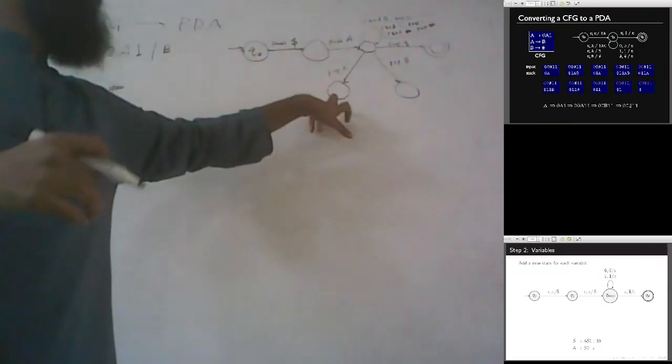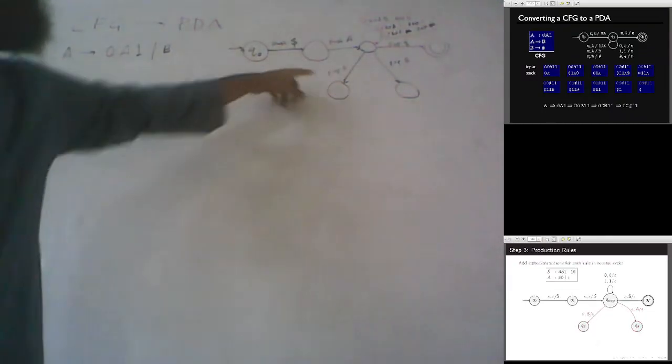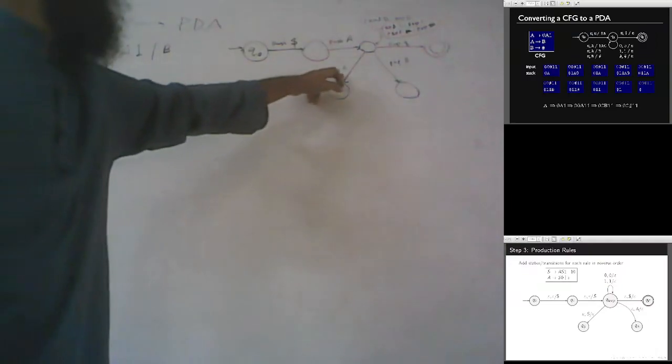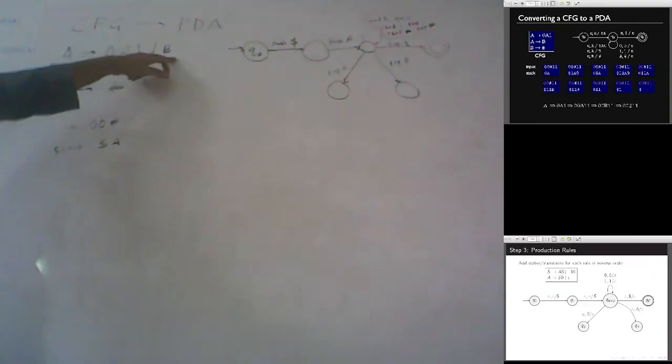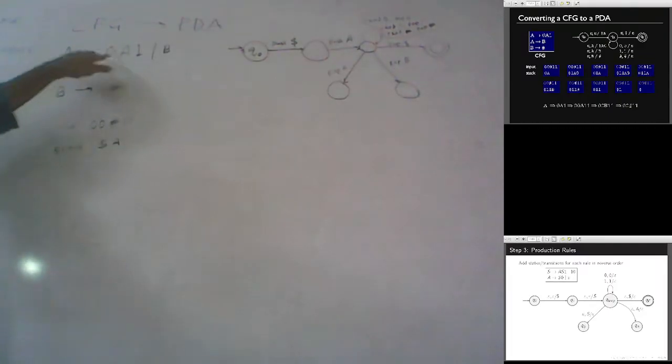And then from this state, you need to add the production rules, which is the final step. We add transitions for each production rule. So if you're going to pop A, what are the possible production rules? We have 2 choices. We can either push 0A1 in reverse, or B. We're going to do both of them because this is not deterministic. If we want to push 0A1, we have to do it in reverse, so you actually push the 1 first, then the A, and then the 0.